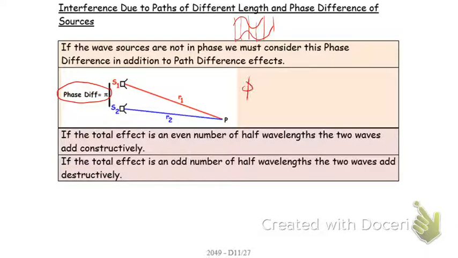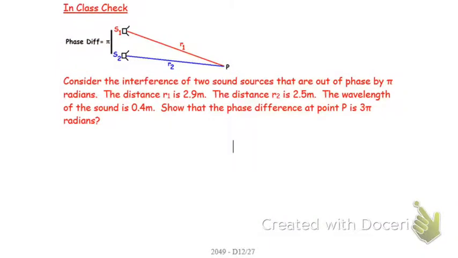So what I do is I look at the total effect. I look at my phi, which equals my path difference phi plus my phase difference phi. I can do that, I just add it in. Before, when they were in phase, there was nothing to add. Now I've got a bit of phase difference in my speakers. But the answer is still the same. If it's an even number of half wavelengths, then it's constructive. If it's an odd number of half wavelengths, it's destructive. Or an even number of pi is constructive, and an odd number of pi is destructive.